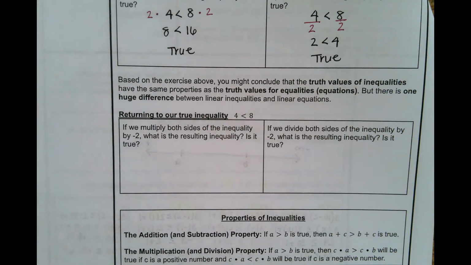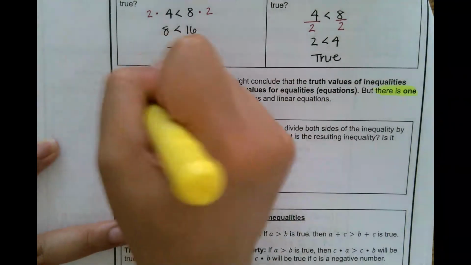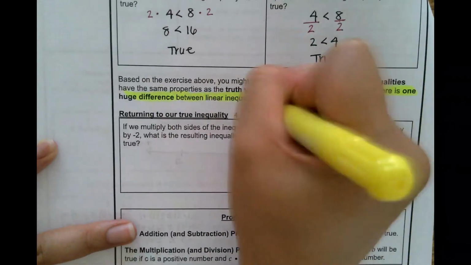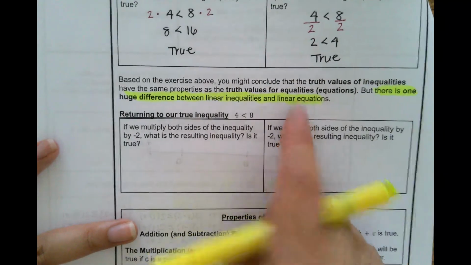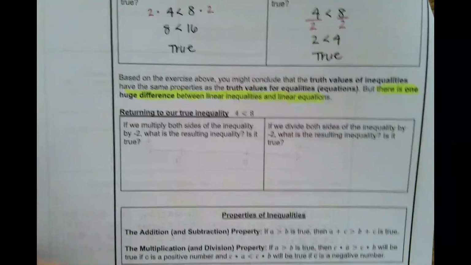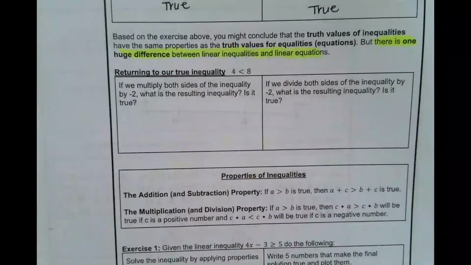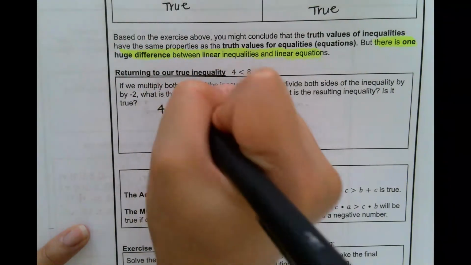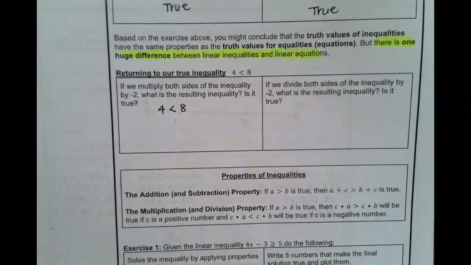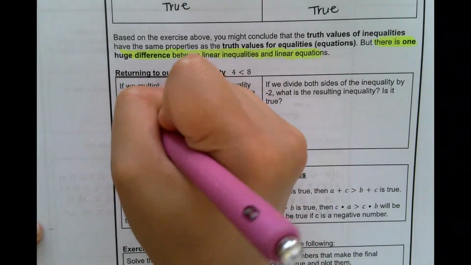However, this is very important. I want you to highlight it. There is one huge difference between inequalities and our equations. And we're going to try it with the next example. Okay, so again, we're going to use 4 is less than 8. However, this time, what I want us to do is we are going to multiply by negative 2. Okay, so we're going to multiply by negative 2 on both sides.